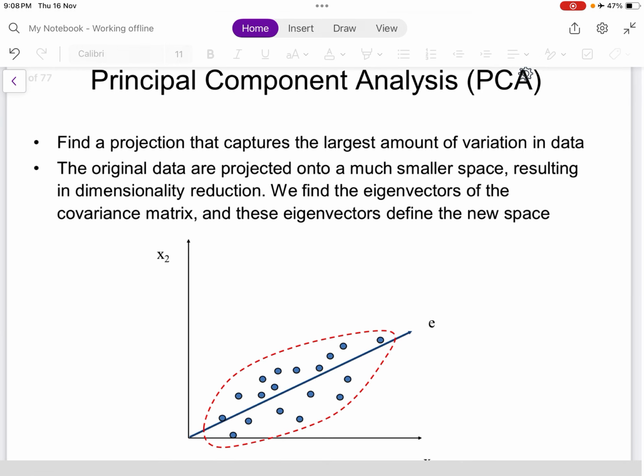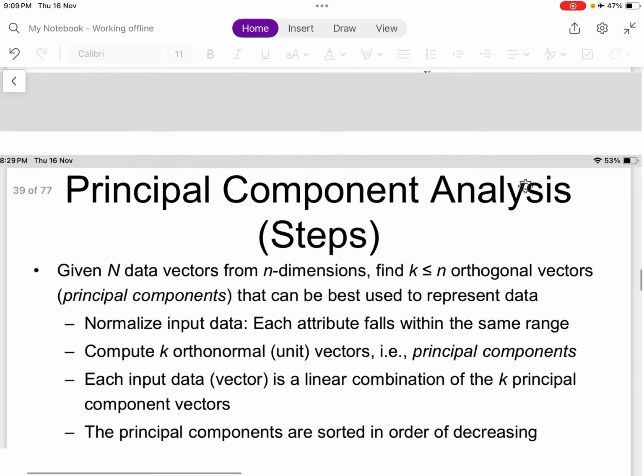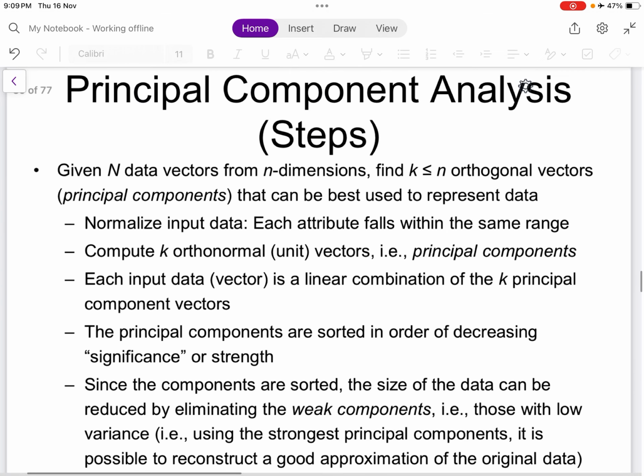Find a projection that captures the largest amount of variation in the data. The original data are projected onto a much smaller space, resulting in dimensionality reduction. We find the eigenvectors of the covariance matrix, and these eigenvectors define the new space. Principal component analysis: given N data vectors from n dimensions, find k, which is less than or equal to n, orthogonal vectors that can be best used to represent the data.